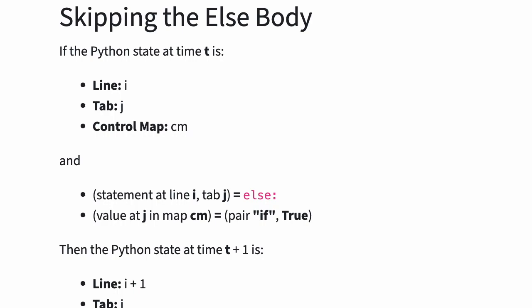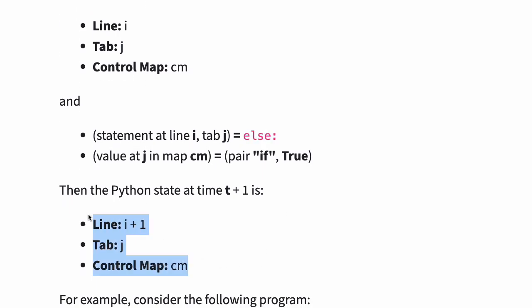If the Python state at time t is as follows, where line is i, tab is j, and the control map is cm, and the statement at line i and tab j is else, and the value at j in map cm is equal to the pair if true, then the Python state at time t plus 1 is as follows. Line is increased by 1, but the tab stays the same, and the control map is still cm.